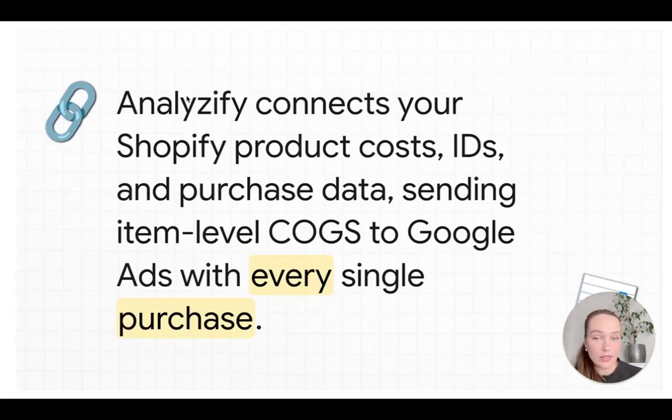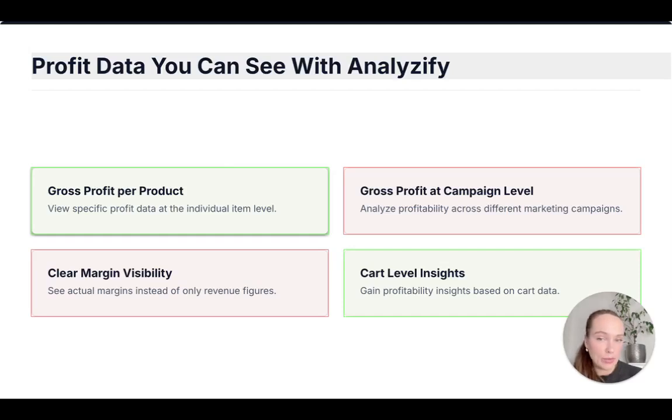What Analyzify handles is the critical data flow. It sends the item level purchase details that Google Ads needs in order to match the COGS in your feed with the conversions happening in your store. Without this clean item level structure, Google Ads cannot reliably connect your cost data to your purchase events. And once this connection is established, you begin to see meaningful profitability data such as gross profit per product, gross profit at the campaign level, clear margin visibility instead of only revenue, and cart level profitability insights.